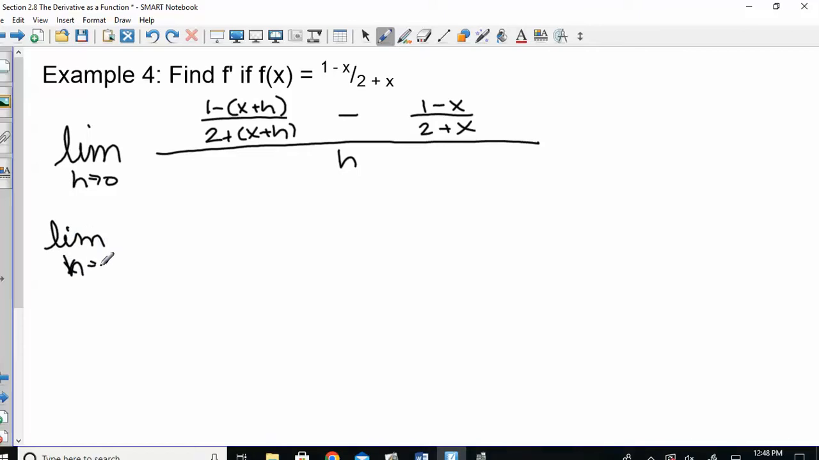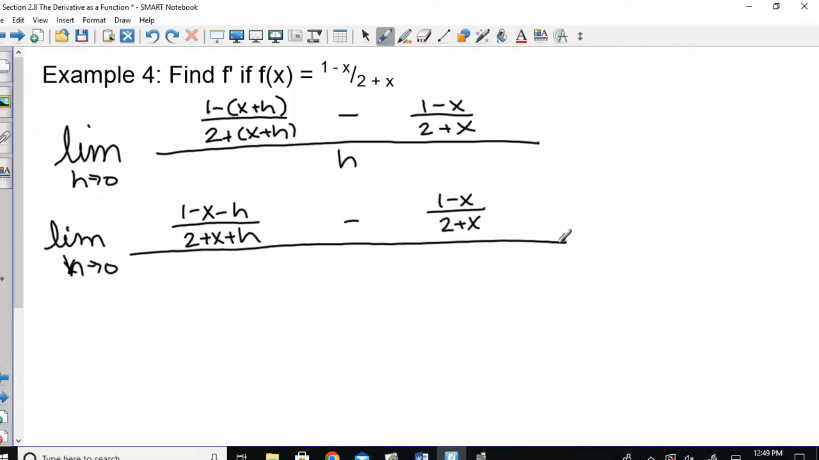I'm going to rewrite this. If you just wanted to switch it in the original, you can, but I'm going to go ahead and change that to 1 minus x minus h. And I'm just going to drop the parentheses on the bottom here. Alright, so we had some like this on our homework.